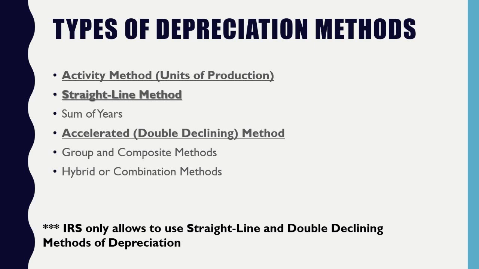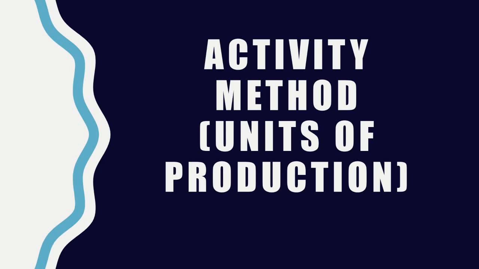depreciation methods. Right now we're going to learn the very first one, which is the activity-based method, also known as units of production. They're interchangeable, so whether you know it as activity-based or units of production, they're interchangeable. So let's talk about units of production.